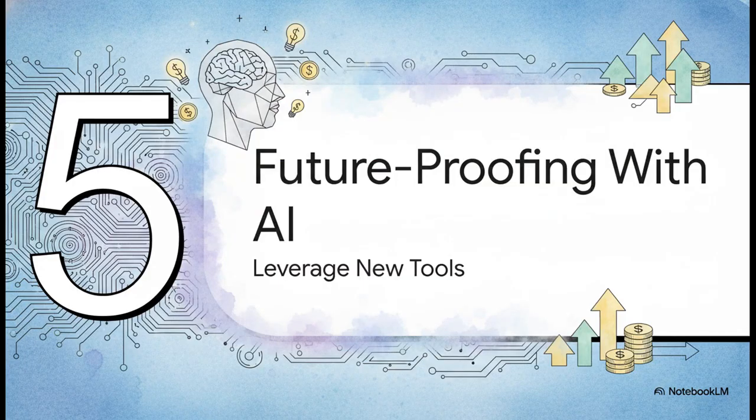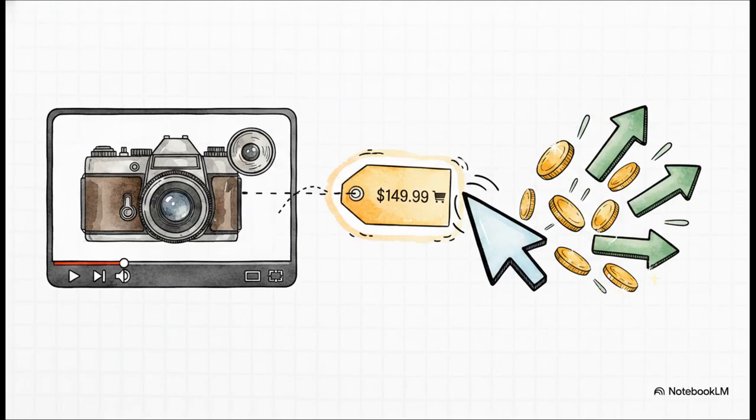Finally, Section 5, Future-Proofing with AI. And this brilliantly illustrates where the platform is heading next with monetization. First up is automatic product tagging. If your channel is monetized or, if you aspire for it to be, this is a must.